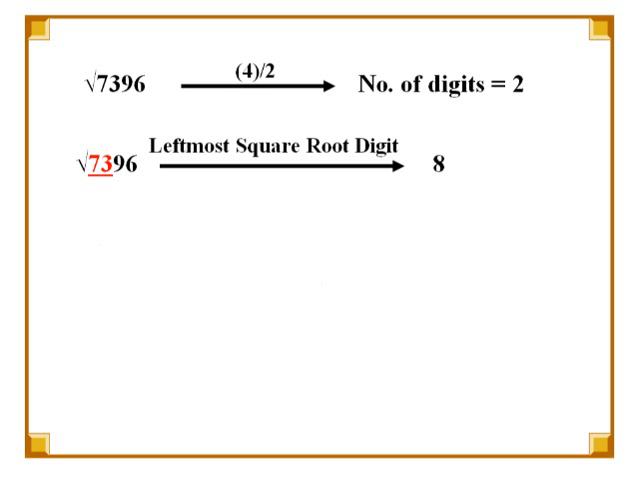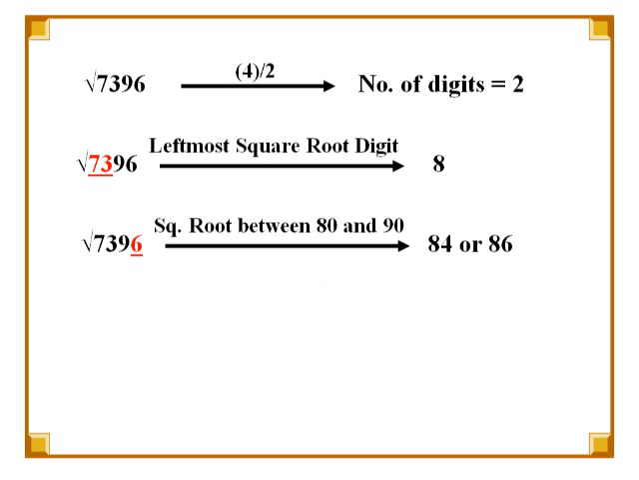Now let's try to find out the square root of 7396. The first step is determining the number of digits in the square root of 7396. Since 7396 has 4 digits, according to our formula, the number of digits in the square root is 2. We observe the leftmost 2 digits of 7396, which is the number 73. We then find the largest single digit number whose square is less than 73. This number is 8, whose square is 64, which is less than 73.